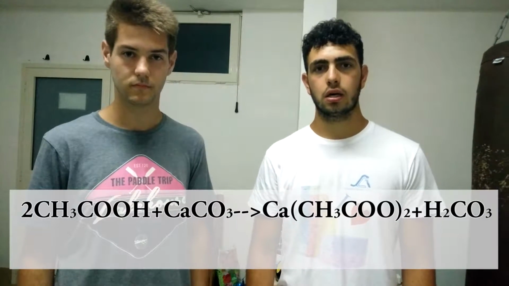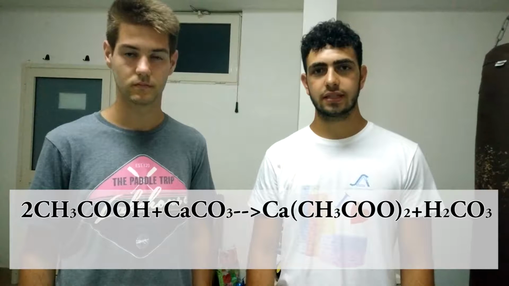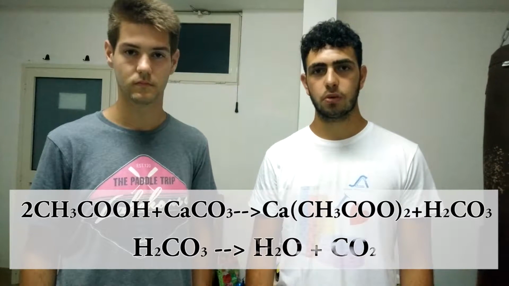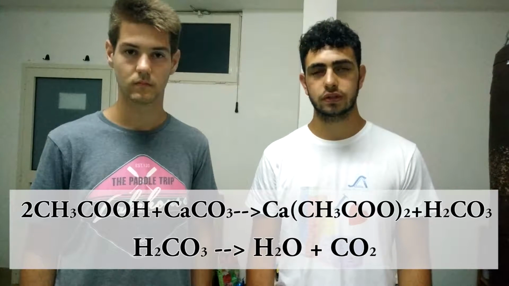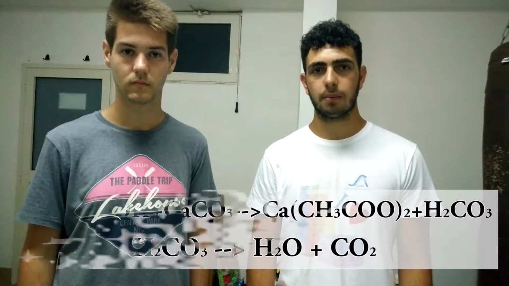Okay everyone, now we're going to explain to you what happens in this experiment. The shell of the egg is made of calcium carbonate and it reacts with vinegar, which contains 6% of acetic acid. So the products of the reaction are calcium acetate and carbonic acid, and in fact this carbonic acid decomposes into carbon dioxide and water, and we will see the bubbles from the reaction, which are carbon dioxide.